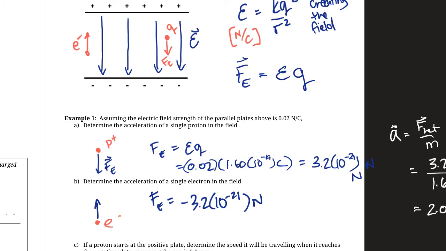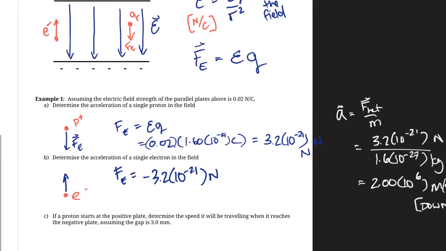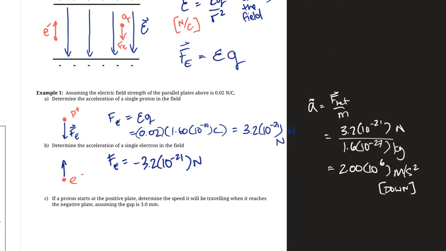It's just going to be going upwards instead of downwards. But the force is the same because the charge of a proton and electron are the same, right? One electron and one proton cancel each other electrically. And then we can calculate the acceleration.